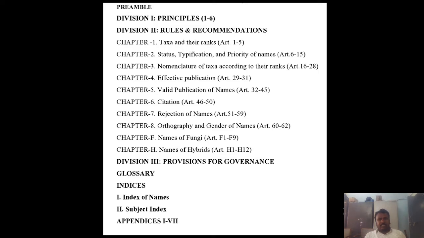That is chapter 1, taxa and their ranks. 2, status, typification, priority of names. 3, nomenclature of taxa according to their ranks. 4, effective publication. 5, valid publication. 6, citation. 7, rejection of names. 8, orthography and gender of names. 9, that is chapter F, names of fungi. And 10, chapter H, names of hybrids. Division 3 includes provisions for governance of the code. Then the glossary and also indices and appendices.